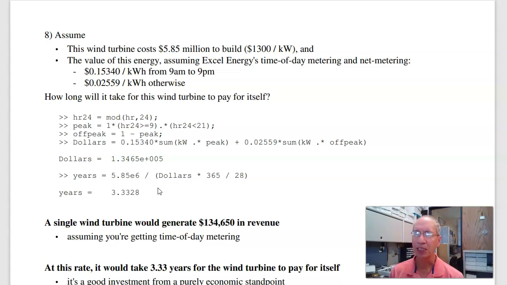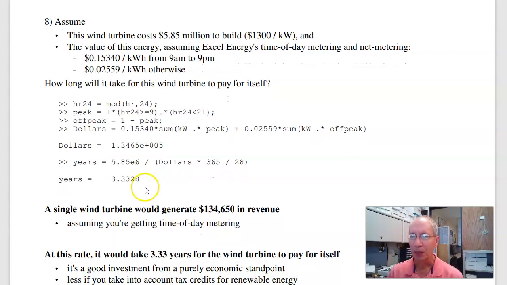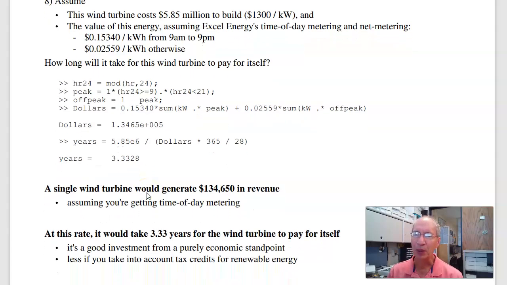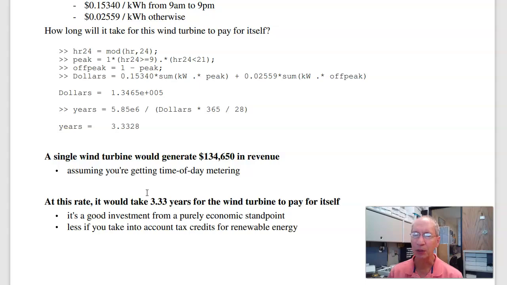Again, based upon data over 4 weeks, assuming the wind's the same as it was over that 4-week span. If actually we were going to build a wind turbine, you'd take a longer set of data. But anyway, going with it, using this data in Matlab, I can calculate how long it takes for the wind turbine to pay for itself, about 3.3 years. That tells you that wind energy actually is a pretty good deal.